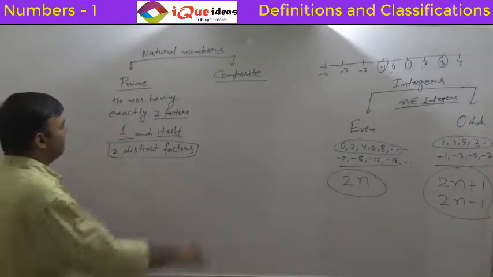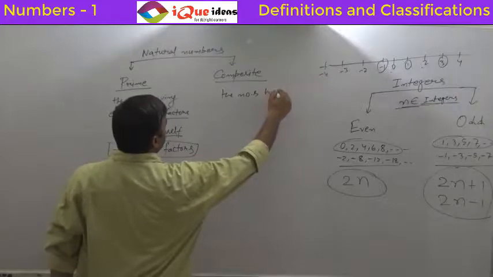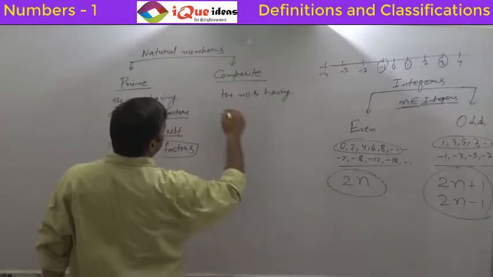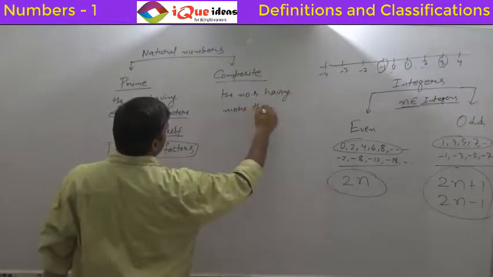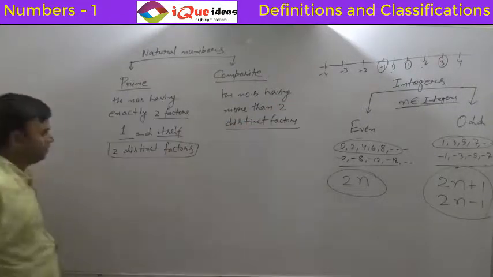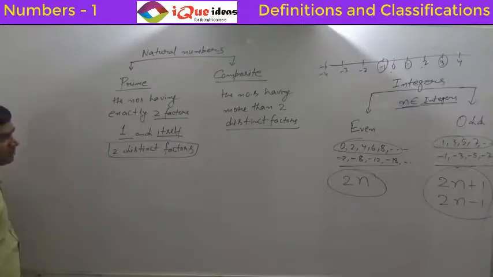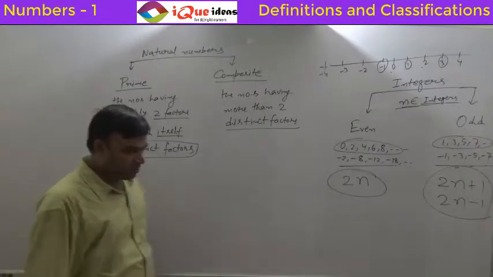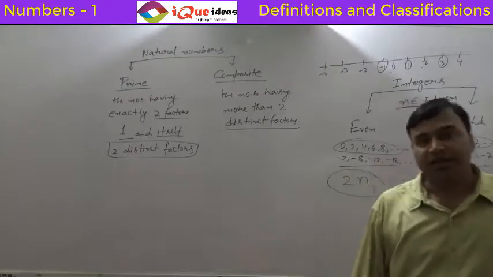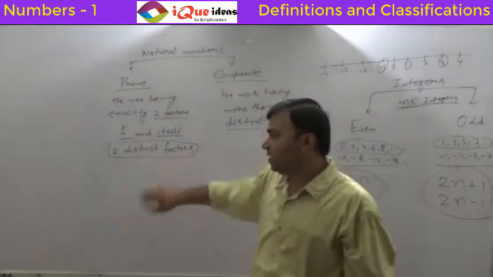Now, composite numbers, the numbers having more than two distinct factors. Okay, so you can say that numbers which are not prime are composite. Is that so? Let's see. What about 1? If you see 1, in case of 1, 1 and itself become the same. So this condition is violated.